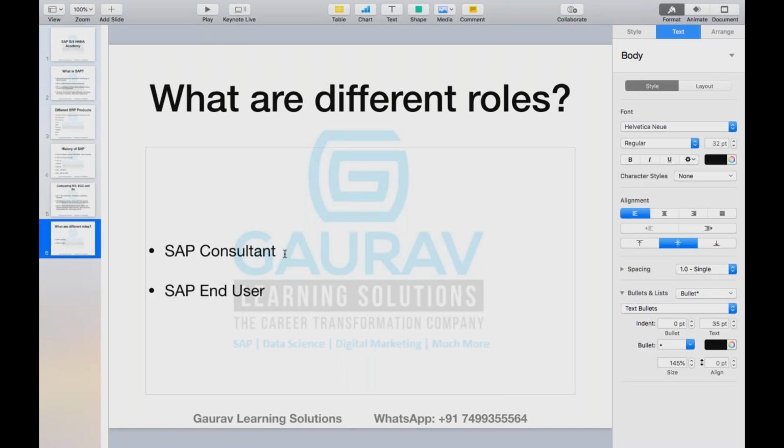Support means once the end user starts using the system, if he is getting some errors, then it is the support team's responsibility to resolve those errors. What does the implementation team do? The implementation team comes even before an end user starts entering transactions. The implementation team is responsible for implementing the system from scratch.